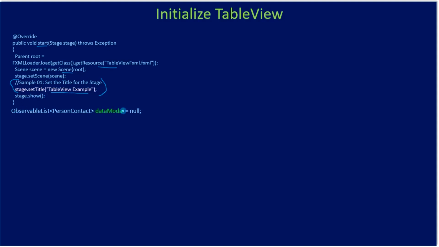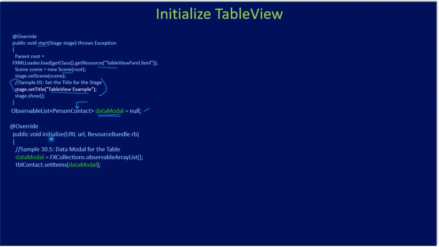Next, we declare a member observable list of PersonContact, and we state that as the data model. In our previous video, we created the class definition for PersonContact. PersonContact contains 3 private string members to denote the person's name, age, as well as phone number.